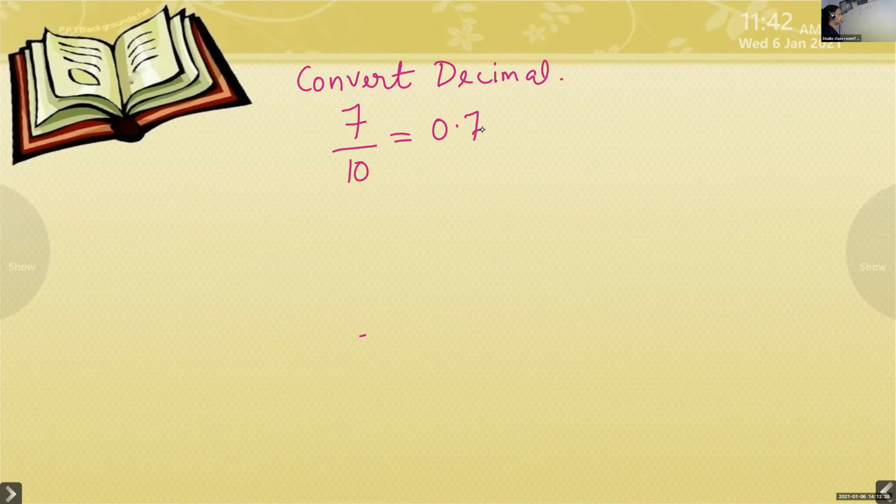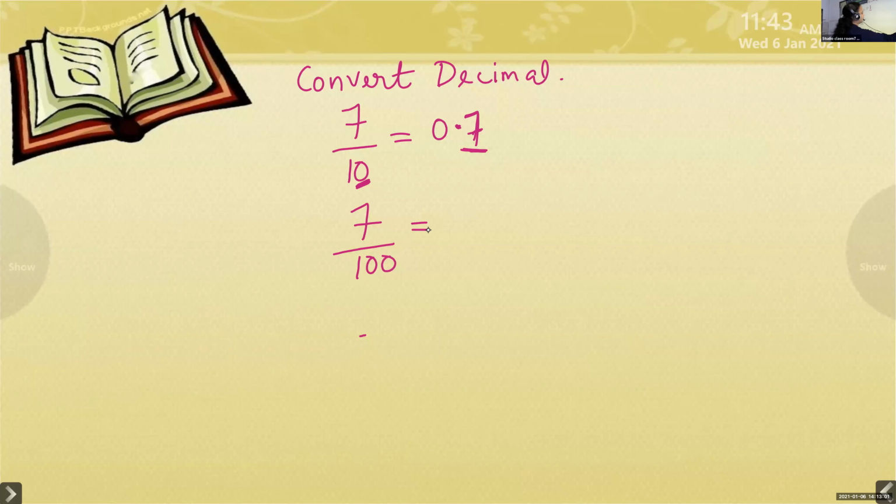0.7. So I told you children, how you can check: after the decimal point we have only one place, one digit. So we check the denominator. How many zeros are there? We have only one zero. So after the decimal point also we have one place. Okay. Now 7 by 100.